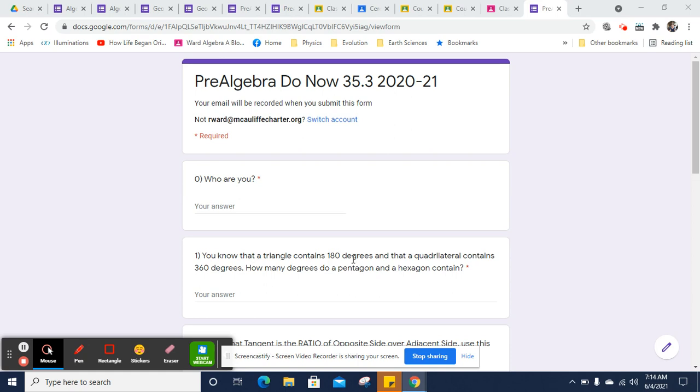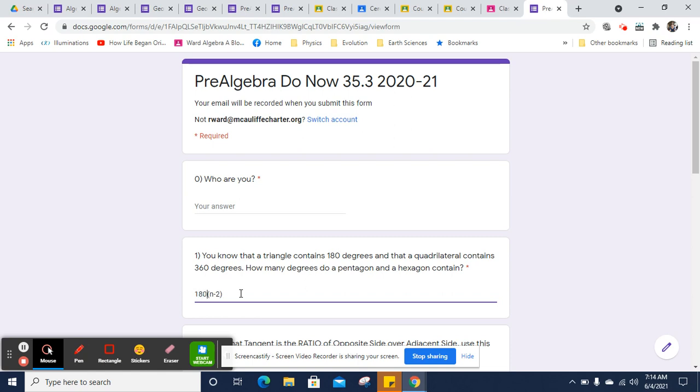So you know a triangle contains 180, and you probably know a quadrilateral contains 360 degrees. So how many degrees do a pentagon and a hexagon contain? Well, it turns out there is a formula for this. If n is the number of sides, we multiply that, subtract 2 from that, and you multiply that times 180.